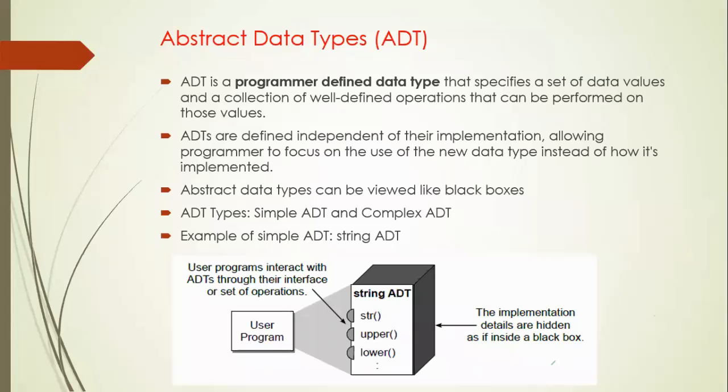So then ADTs are defined independent of their implementation, allowing the programmer to focus on the use of the new data type instead of how it is implemented. So an ADT will provide you some kind of implementation where there is no need of knowing how those operations defined in the ADT were defined. Simply we can use those ADTs which were already implemented.